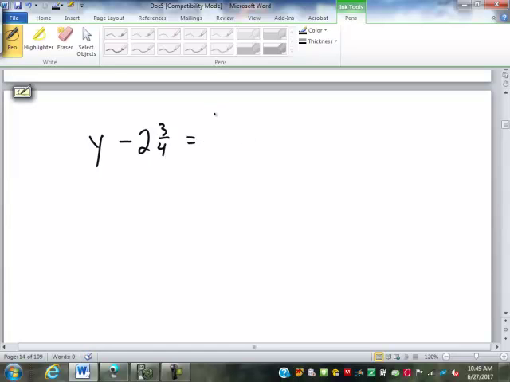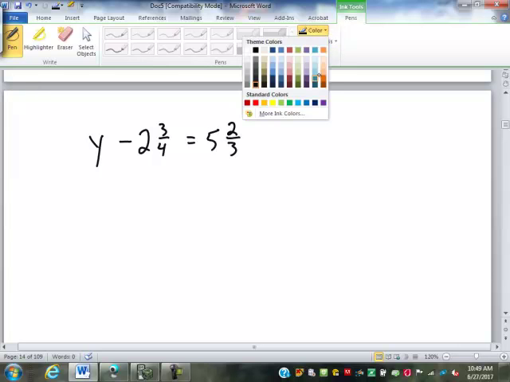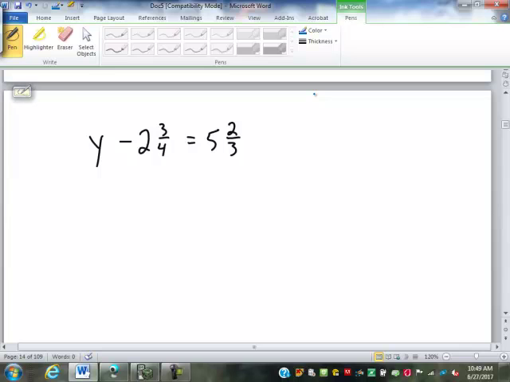y minus 2 and 3/4 equals 5 and 2/3. What do we have to do there? Add the 2 and 3/4. Perfect. We add 2 and 3/4. So that's gone. We have y equals, what is 5 and 2/3 plus 2 and 3/4?